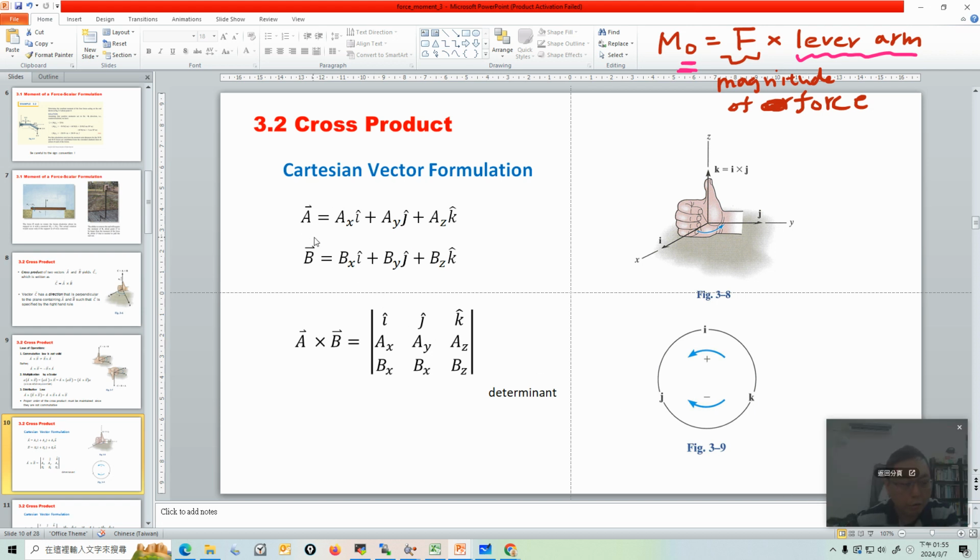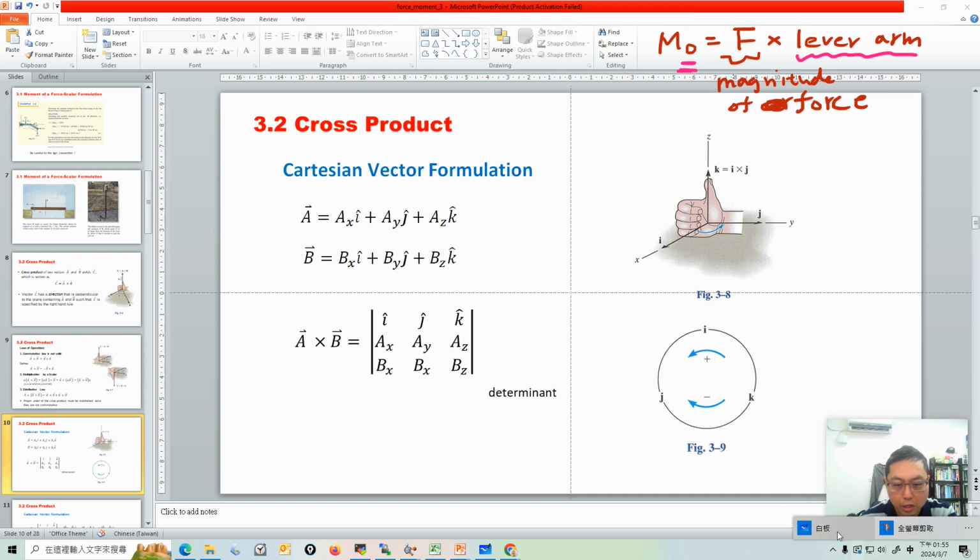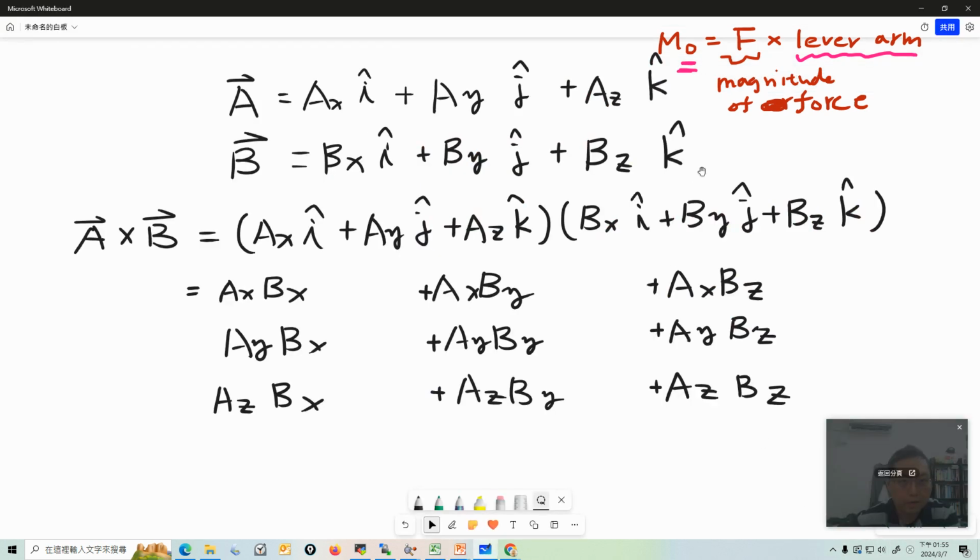Like I said, A cross B, we just put these two vectors in the cross product. What does that mean?